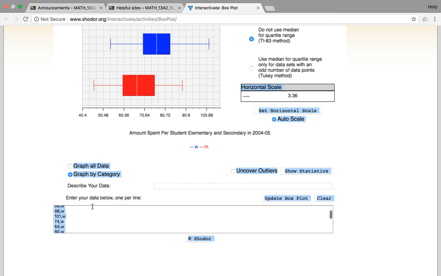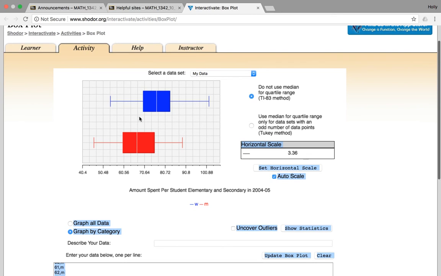And I did want to graph by category. If you want 2 box plots, which is very common, you'll see two box plots to be compared, then you'll want to graph by category. So I selected graph by category, and I pasted the women in here and put comma W after each, or I could have put comma women, but I put comma W. Then I pasted from Excel the men's data in there, and I put comma M after each one of those. Okay, and it just created these nice box plots for me.